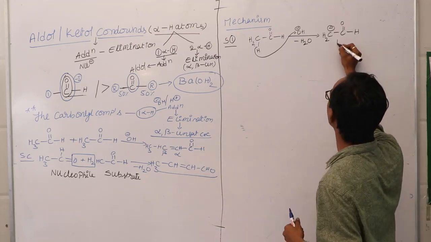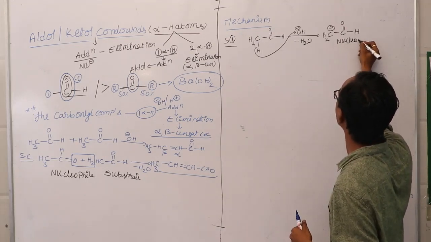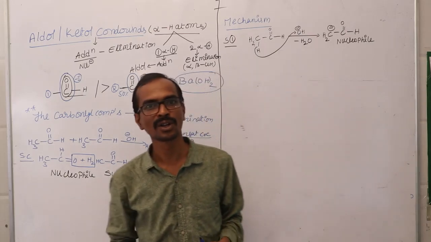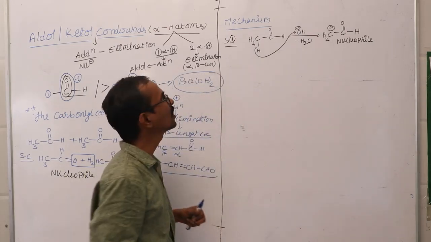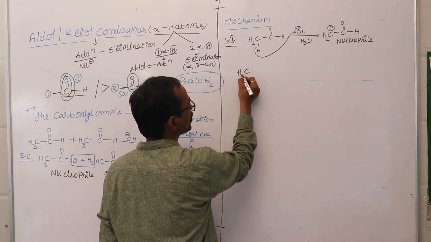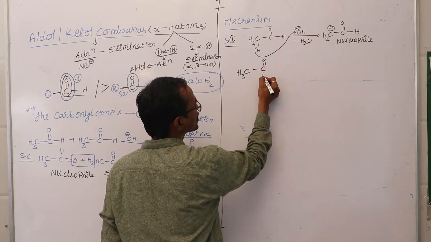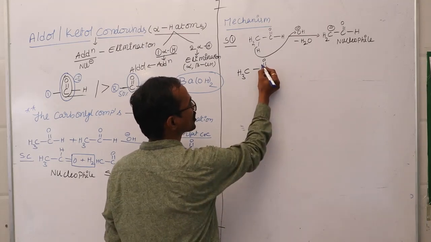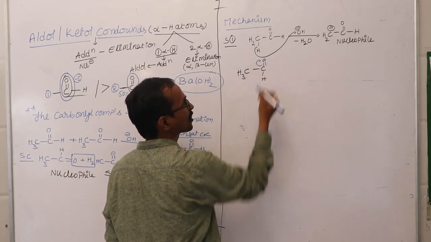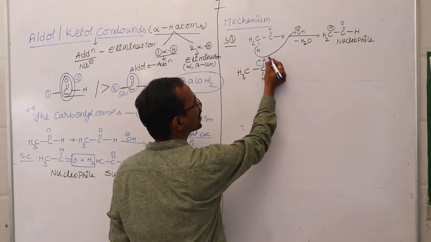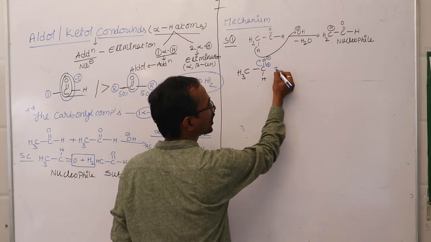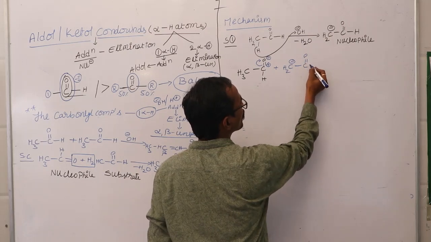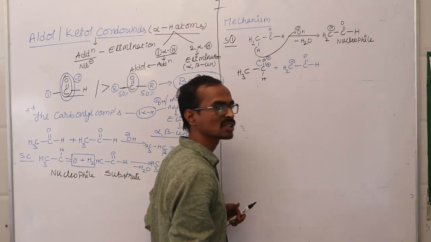This is the nucleophile formed. The nucleophile so formed will react with the second mole of the carbonyl compound. Let me take CH3, C double bond O, writing this hydrogen downwards. Here oxygen is more electronegative than carbon, so the pi bonded electrons will be transferred to the oxygen. Here you will get a negative charge and here a positive charge, right? Now the nucleophile will attack the positively charged carbon atom.